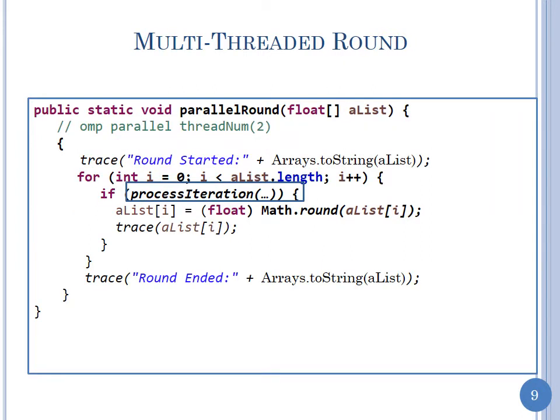We can try to do this problem multi-threaded. I said we need to make it thread aware. So we are adding thread awareness in two different ways. We are first using OMP parallel to say that we want to execute this particular piece of code in parallel. And we are also indicating how many threads we want.